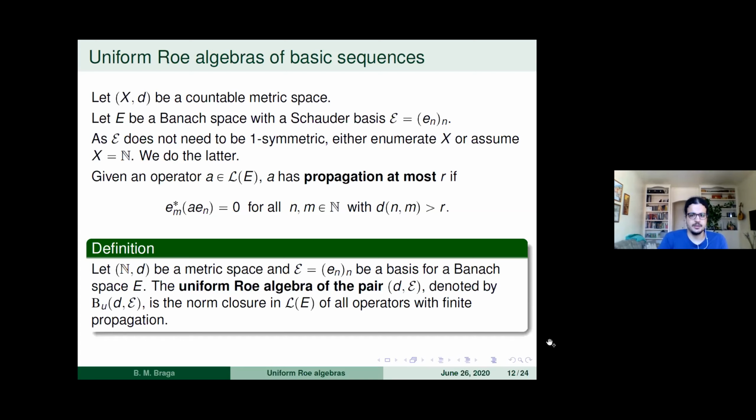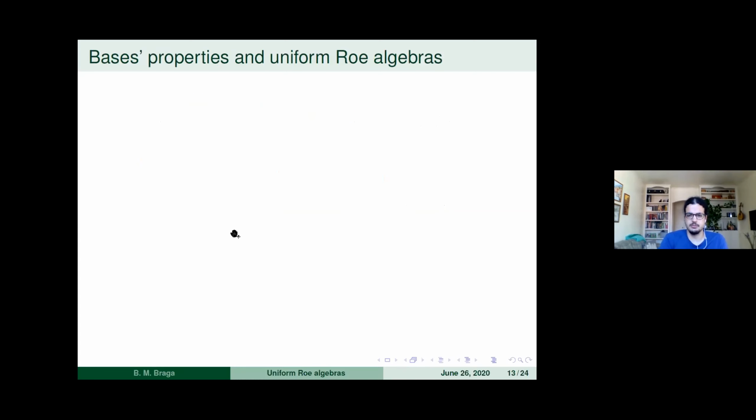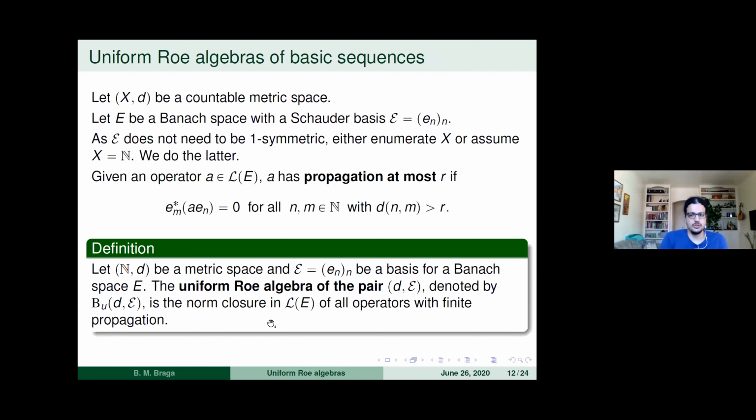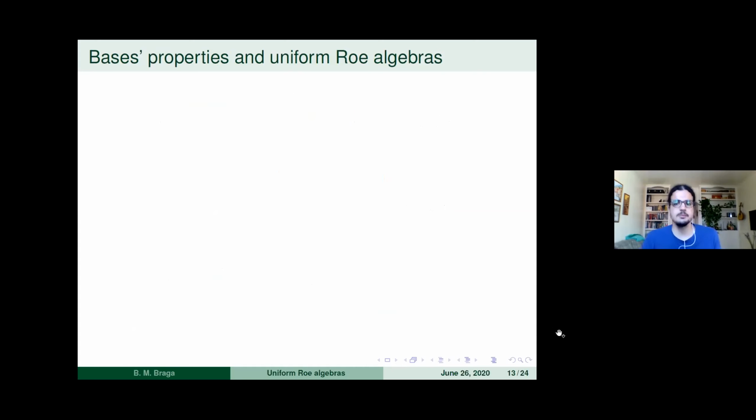And you can define the uniform Roe algebra of the pair. So this is representing the metric space, and this is representing the basis of the Banach space. It is just the closure of all the finite propagation operators, which we are going to be denoting B_u,D(E). Okay, so let's see some very simple properties, before we go to some rigidity results, let's just start with the basics here. So how the properties of the basis reflect on the uniform Roe algebra.